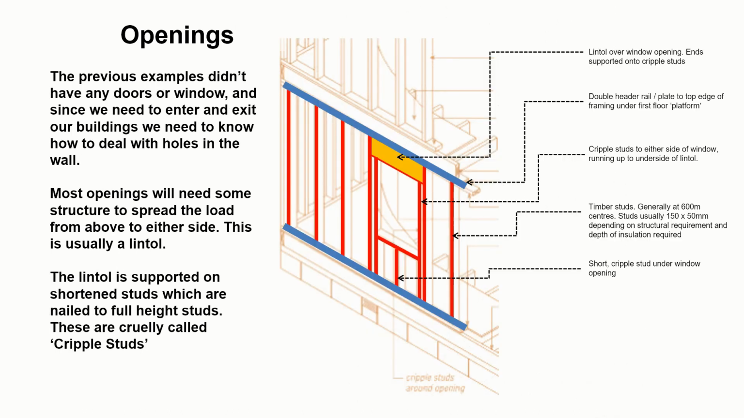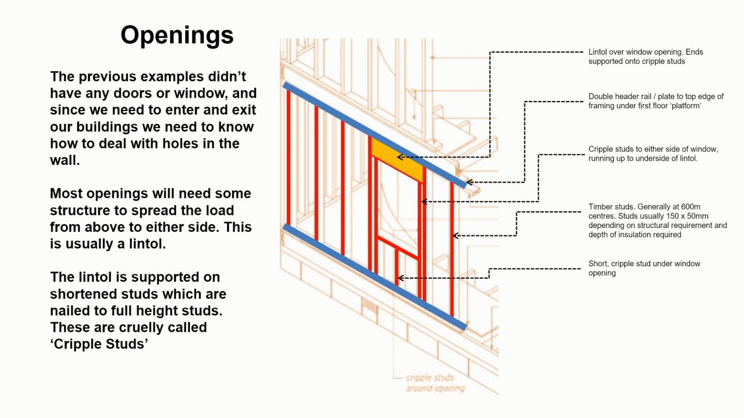And the last examples that we looked at were kind of simplistic. They didn't have any window openings, and we need to kind of do them because we have to see out of buildings and get into buildings. And most of our openings that we create will need some kind of structure over the top of them.